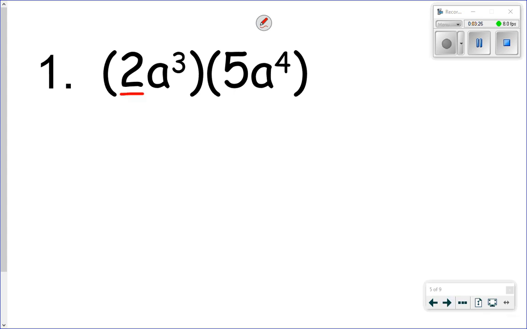All right, so first thing I always do is look for my coefficients. The rules for exponents are rules for exponents. They are not rules for regular numbers. So 2 times 5 is just going to be regular. That's 10. Okay, now I need to look at my exponent rules and figure out how I put these a terms together. So right now they're being multiplied. So what do I need to do with the exponents? Well, the rules say when I'm multiplying, I need to add the exponents. So 3 plus 4 is 7. So my answer for number 1 is 10a to the 7th.